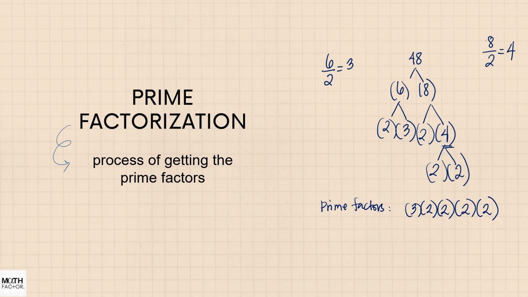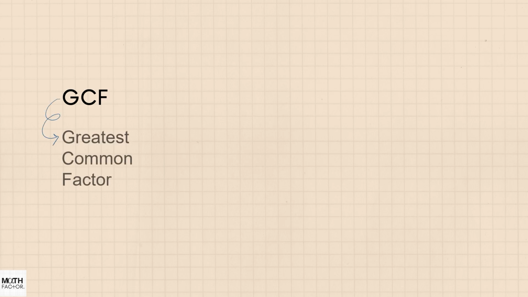Next, one of the foundations of factoring is to understand how to find the greatest common factor. Let us recall it. GCF is also known as greatest common factor. It is the highest factor that is present in both numbers. For example, let us find the GCF of 4 and 196. And here's how we do it.